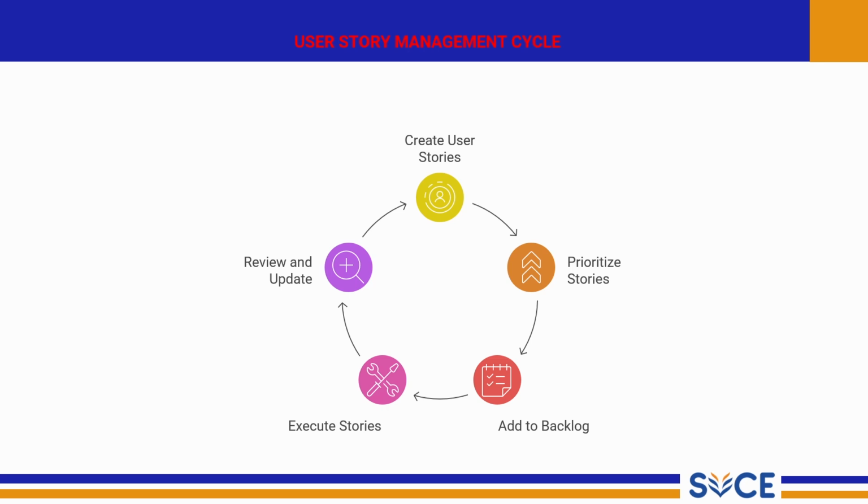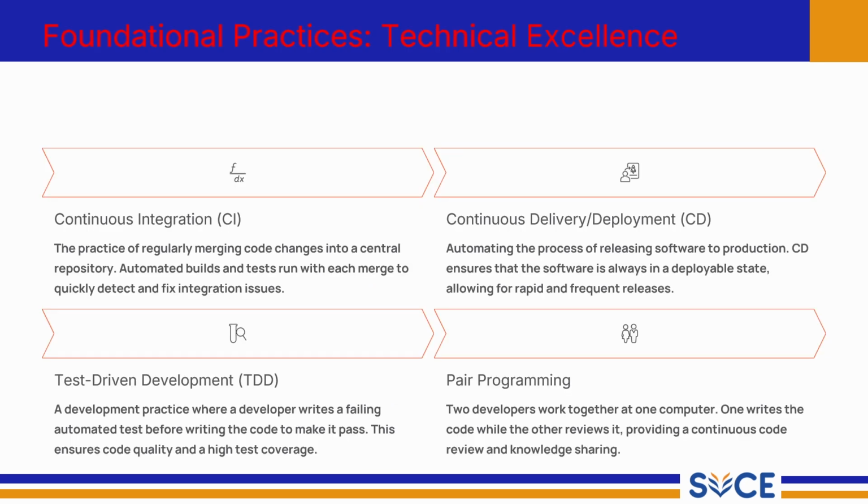Let's see how engineering practices support the agility in technical excellence. So, agile teams rely on strong technical practices to ensure quality and speed. Let's discuss the key ones. Continuous integration, regularly merging the code into a shared repository where automated tests check for issues, and second one is continuous delivery or deployment, automating the release pipeline so software is always ready to deploy.